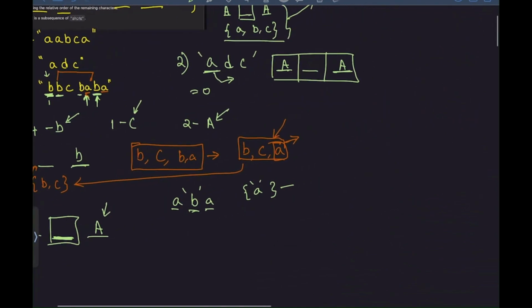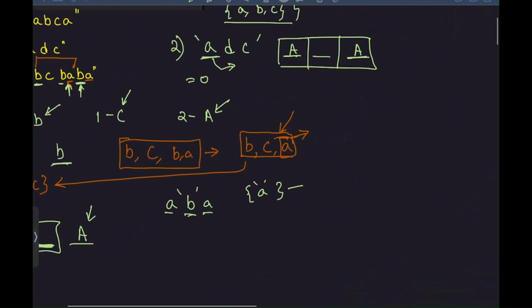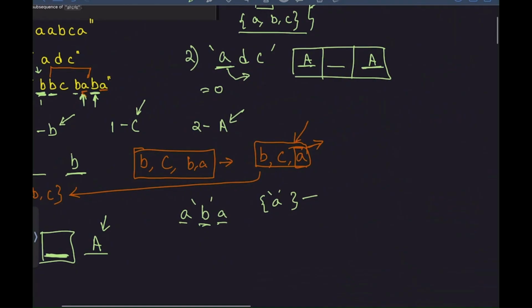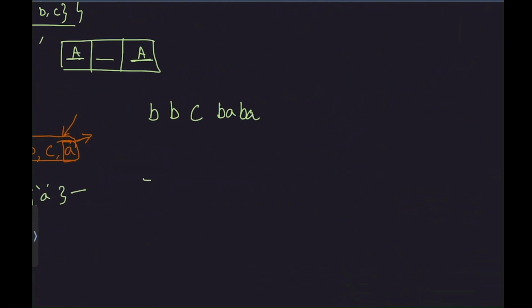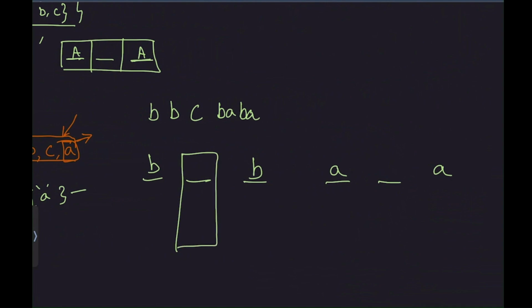Now let's generate the subsequences. Let's say our string is B B C B A B A, right? Now what we can do is say B and a B, followed by an A and an A. We are simply trying to calculate the set in this region that can provide an alternative for the middle character.